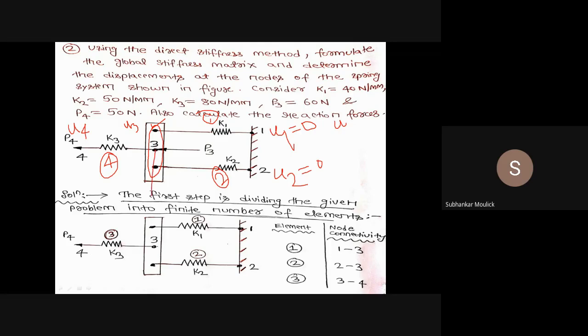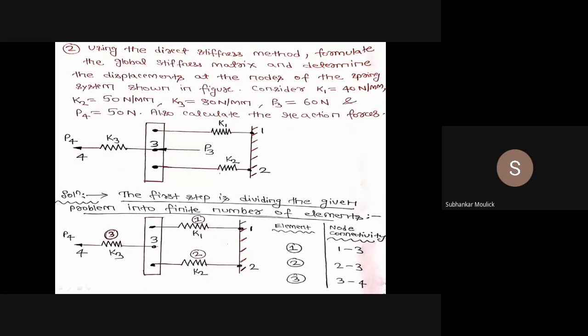I am assuming that displacement U3 is along this direction and displacement at node 4 is along the negative x direction. If at last my answer of U3 and U4 comes out to be negative, that means I have taken the wrong direction of U3 and U4, and the direction will be opposite in nature. Is it clear to all of you so far? Any doubt? No, sir. Okay.